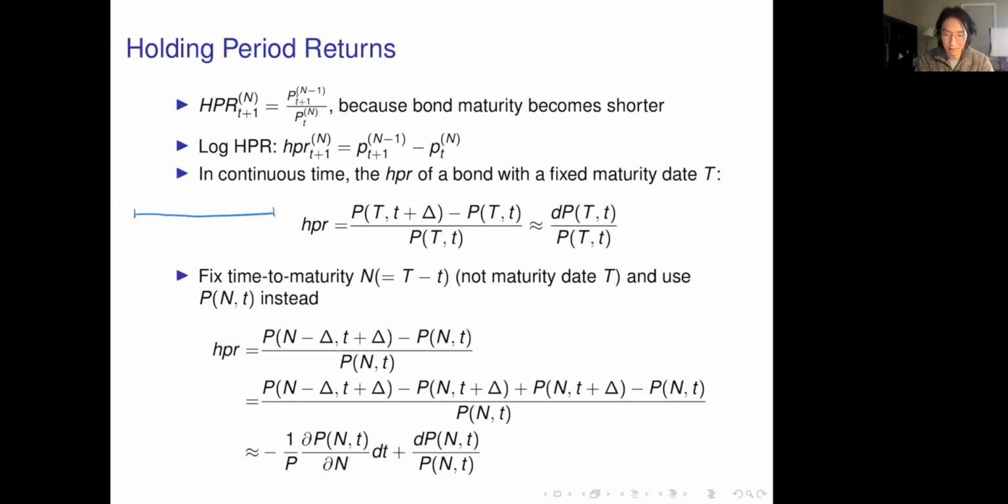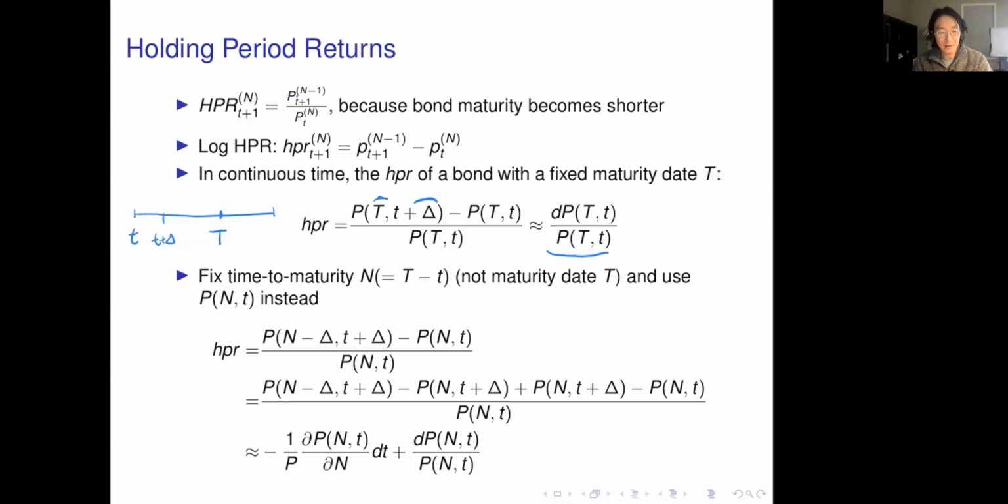Now in the next period, let me draw the diagram. Maybe it's easier to understand. So time t, and this is maturity. So maturity is date T. So this is when the bond matures. So when you sell it in the next period, say t plus delta, time advances by delta t, but the maturity date is still constant. You're selling the same bond, and we are expressing it as dP over P like this.